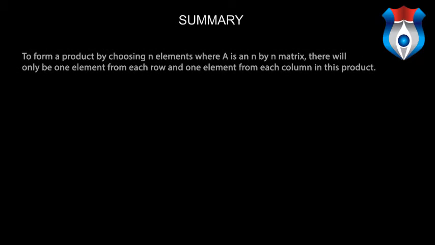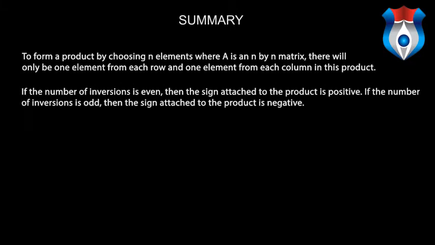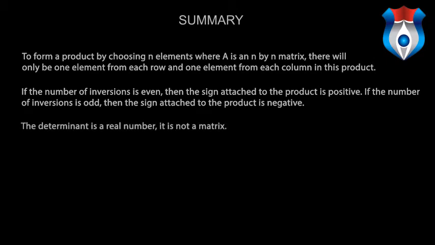Now, in the end, let us summarize what we have learnt in this lecture. To form a product by choosing n elements, where A is an n by n matrix, there will only be one element from each row and one element from each column in this product. If the number of inversions is even, then the sign attached to the product is positive. If the number of inversions is odd, then the sign attached to the product is negative. The determinant is a real number. It is not a matrix.